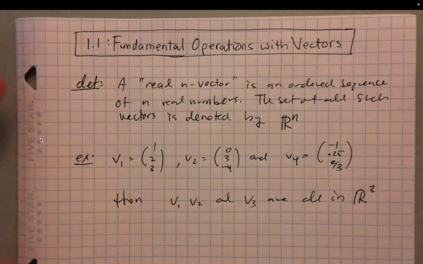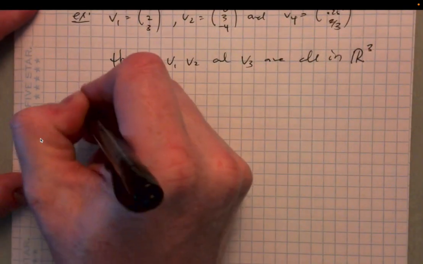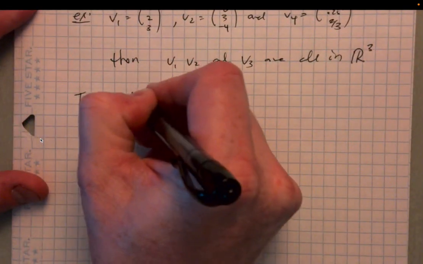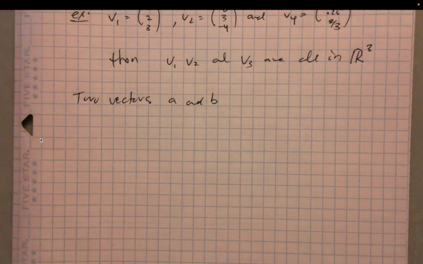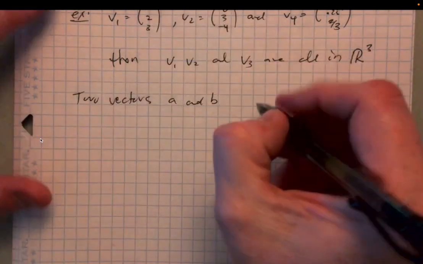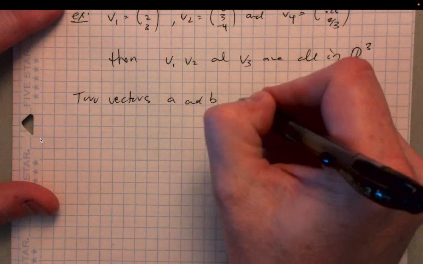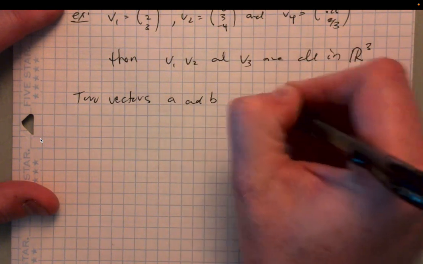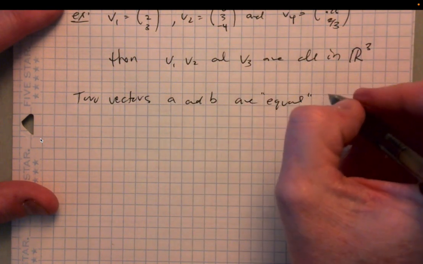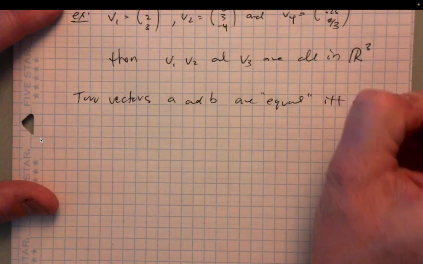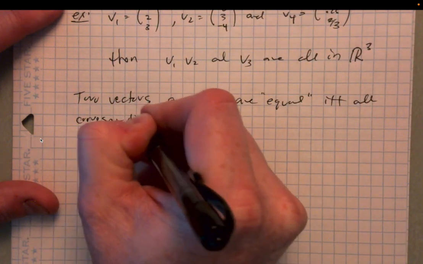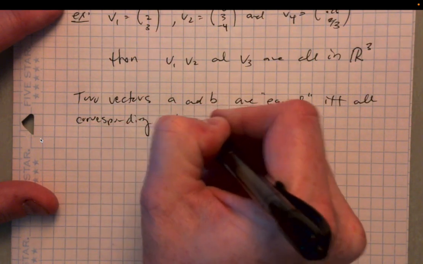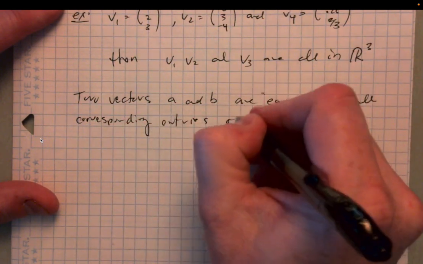Okay, let's see. Two vectors. If given two vectors A and B, we say that A and B are equal. Two vectors A and B are equal if and only if all corresponding entries of A and B are the same.